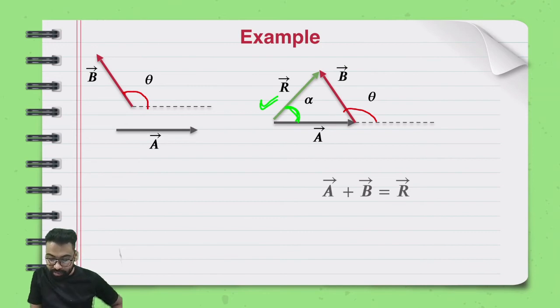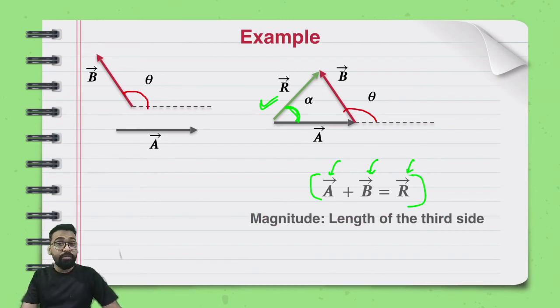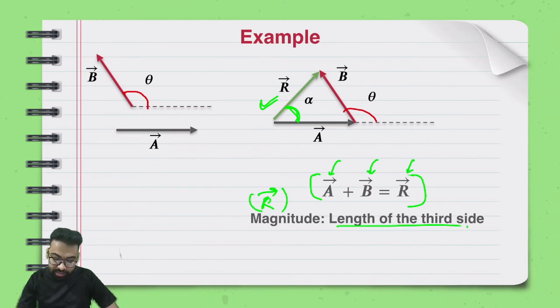Please remember these arrows at the top are very important because these only signify that A and B are vectors. Otherwise they are just numbers and then the whole things that we have studied till now in vectors go for a toss. Right. Next thing we can say that magnitude is the length of the third side. Whose magnitude? This is the magnitude of vector R. That length of the third side, that is this much length, is going to be the magnitude.